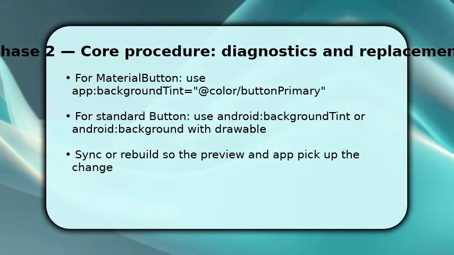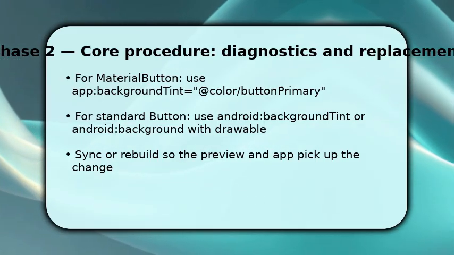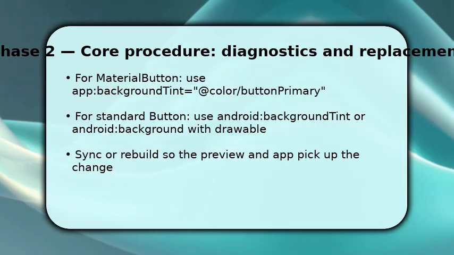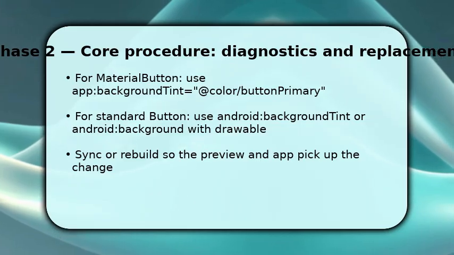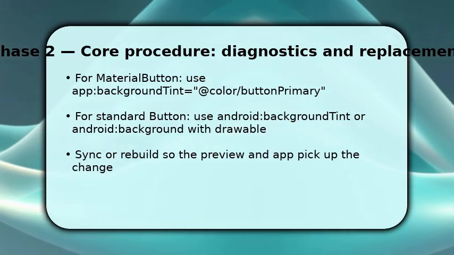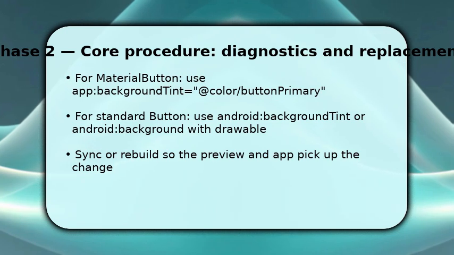Once you edit the XML, save and let Android Studio rebuild the preview. Make sure to use the app namespace if needed. Add xmlns:app if missing. Rebuilding ensures styles and tints resolve correctly before running the app.